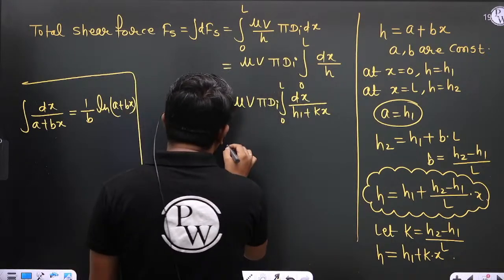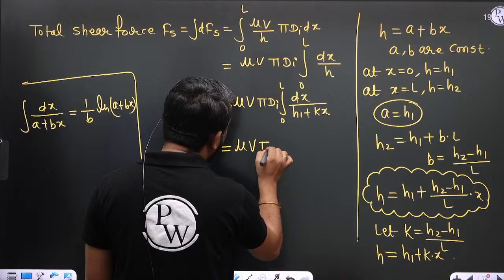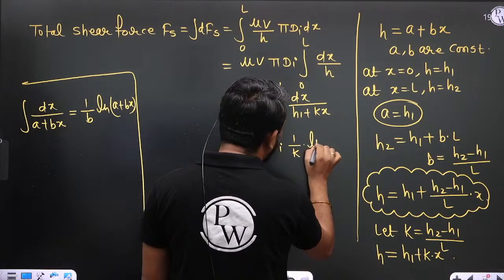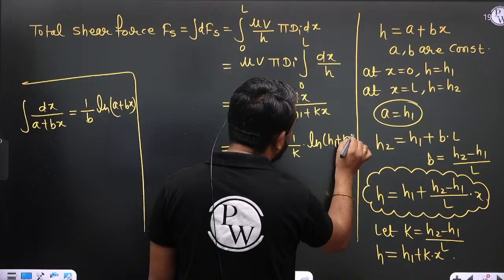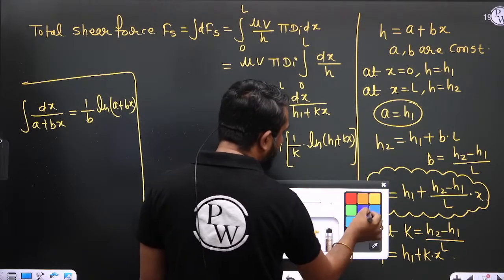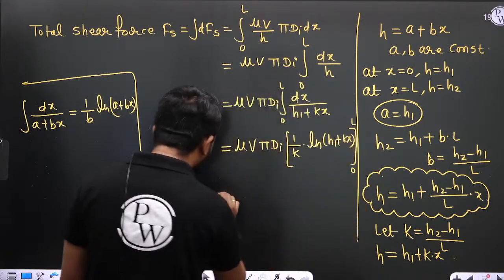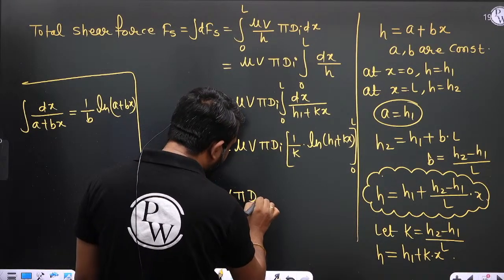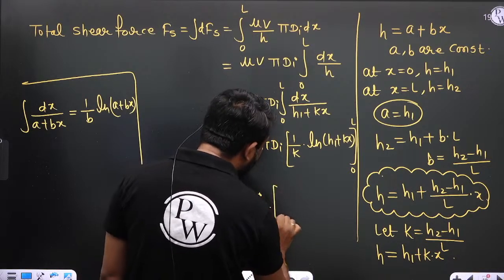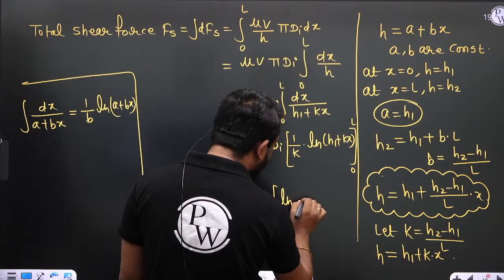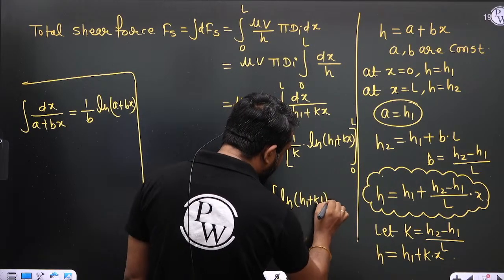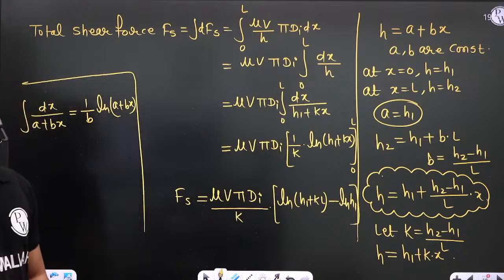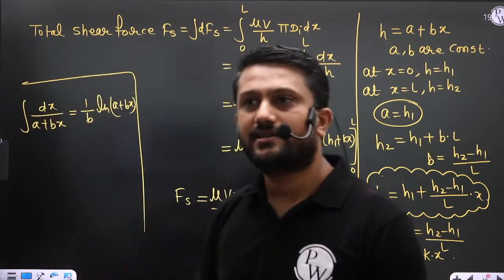Is it fine? Now if you perform the integration, this is mu v pi di, and this is 1 upon k into ln of h1 plus kx, and the limit is 0 to L. Now we can say that Fs is equal to mu v pi di divided by k into ln of h1 plus kL minus ln h1, after putting the limits.